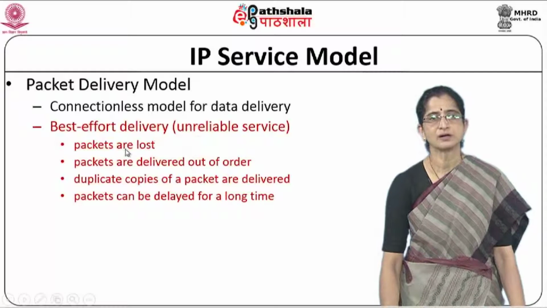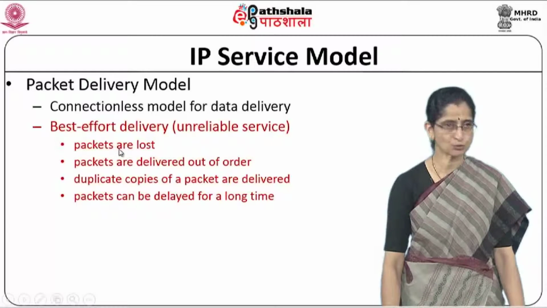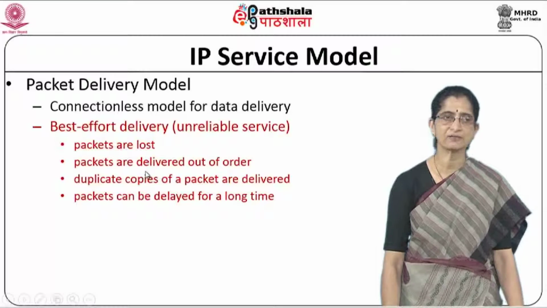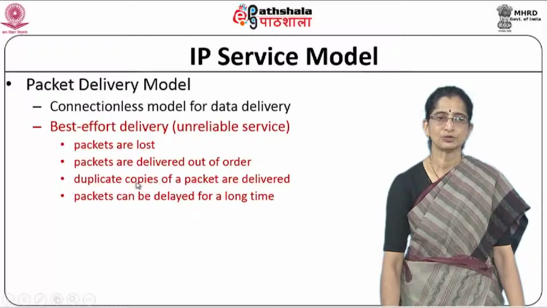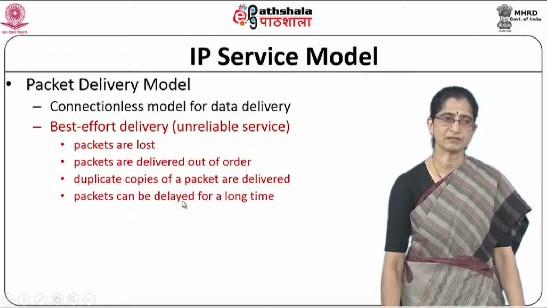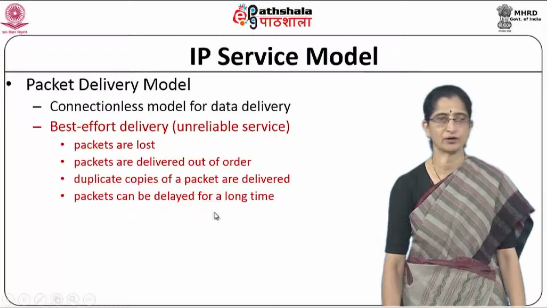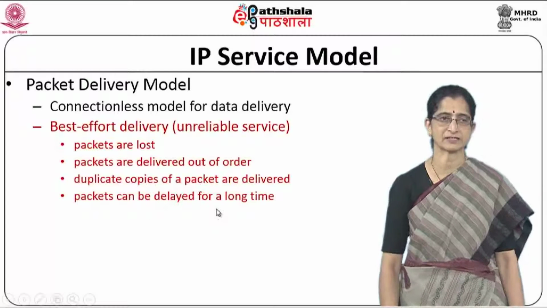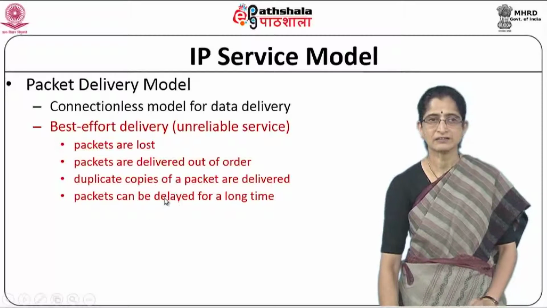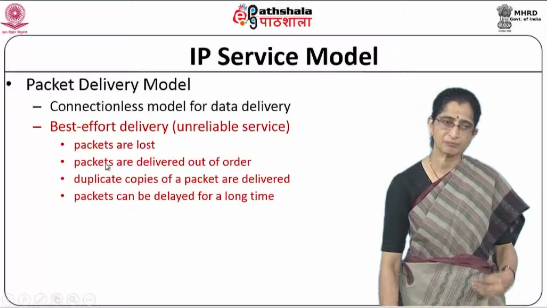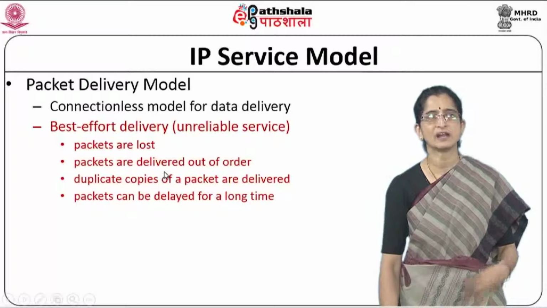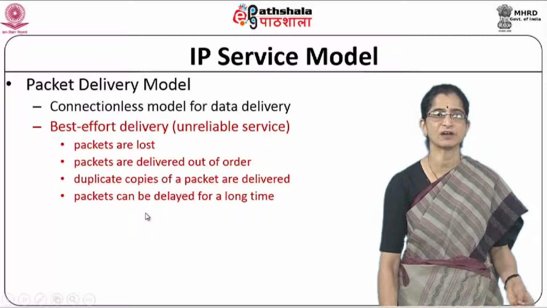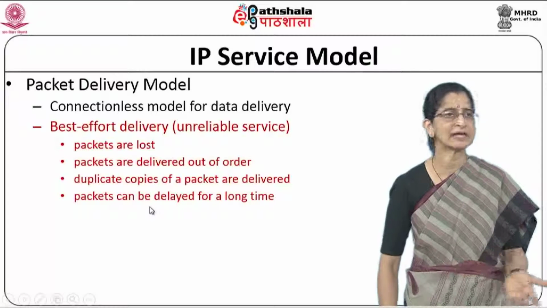Okay. So, which basically means that packets could be lost, packets may be delivered out of order, and duplicate copies of a packet can also be delivered. Packets can be delayed for a long time, but still you will try to deliver the packets. So, the basic point is some delivery is likely to happen. But if there are duplicate packets, or if they are delivered out of order, or if they are delayed for a very long time, those things will have to be taken care of by the end systems.